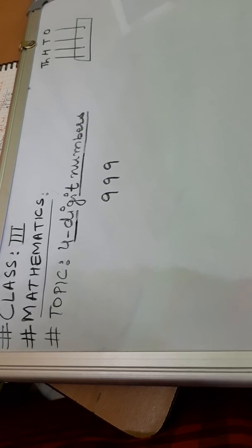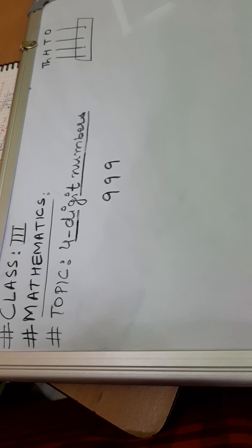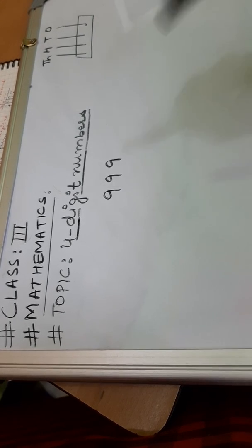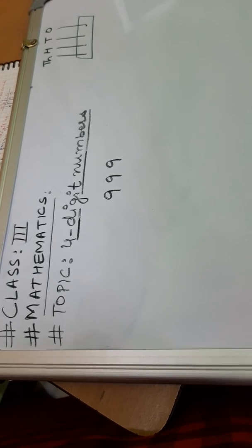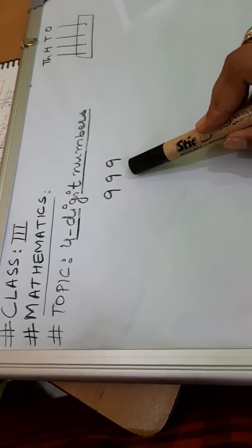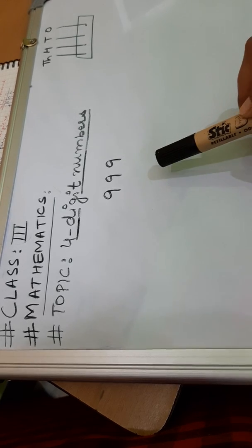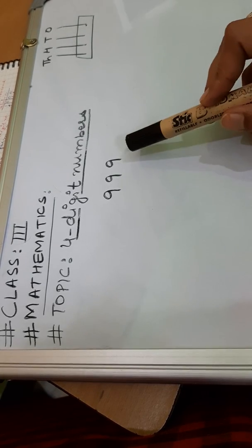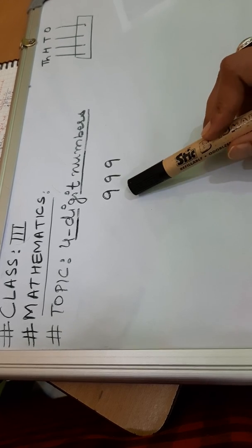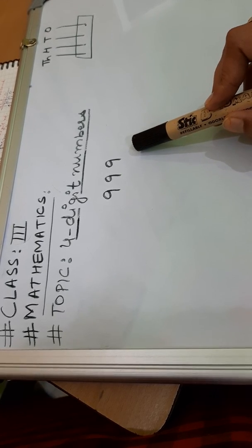So, coming to today's topic, we are going to study 4-digit numbers. As we all know, what is this? This is the greatest 3-digit number, 999. Here, because there are 3 digits, this is a 3-digit number. And we all know that this is the greatest 3-digit number.